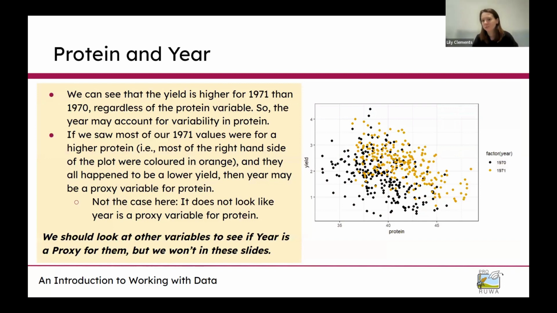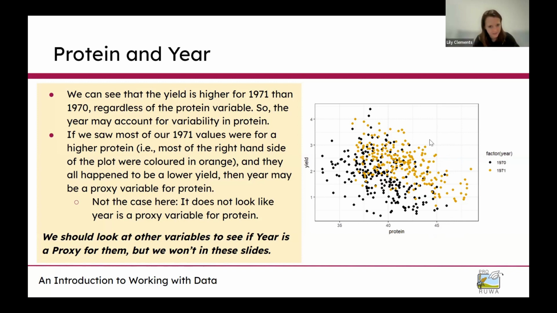So if we plot yield against protein, and we're going to color by year here, we can see that the yield is higher for 1971 than for 1970, regardless of the protein variable. So if you look at protein around 40, yield is higher there for 1971, regardless of what our protein value is. Now, if we saw that most of our 1971 values were for a higher protein, so if we saw that most of this right-hand side of our plot was in orange, and these all happen to be a lower yield, well then year may be a proxy variable for protein.